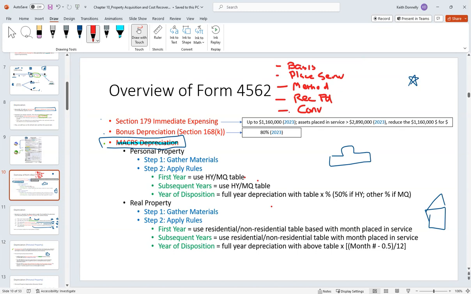Most of these are going to be given to you. The only one where you may come to a fork in the road is the convention. The basis is what you paid, and the date in service is when you put it in service. Those would be in the facts. The method for personal property is 200% declining balance, and straight line for real property. The recovery period is generally 5 or 7 years, and then 27.5 and 39.